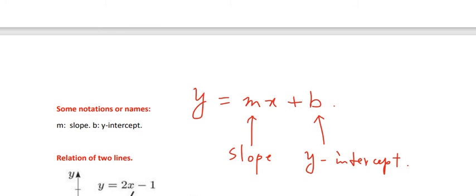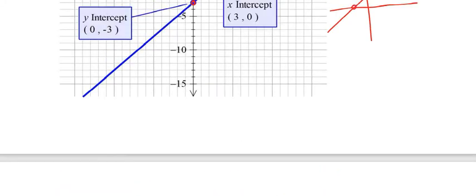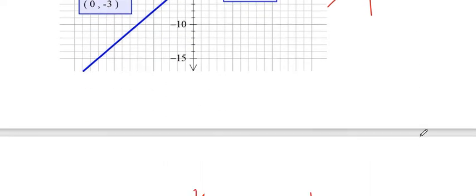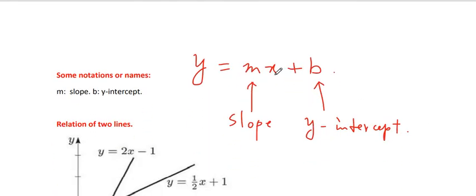So the y-intercept. We know the y-intercept is the point where x equals 0, and the y value there is the y-intercept. So here we can say when x equals 0, y equals b. So we just call this b the y-intercept.